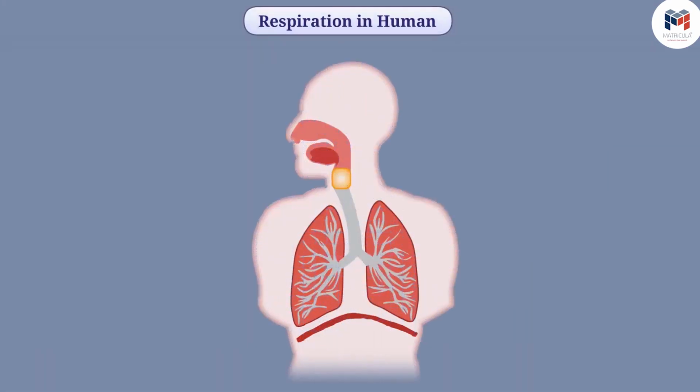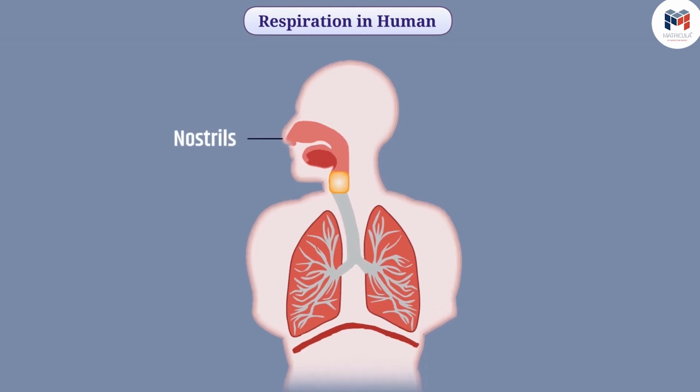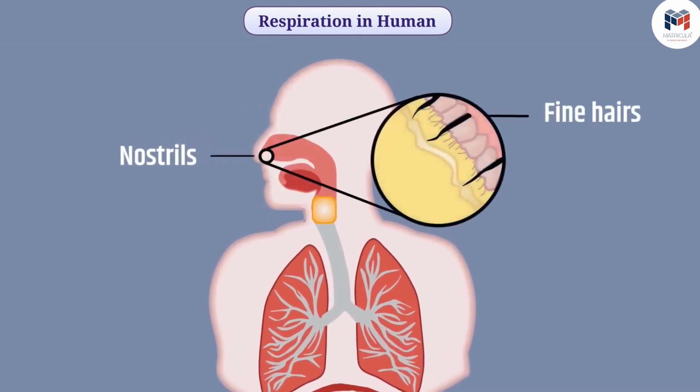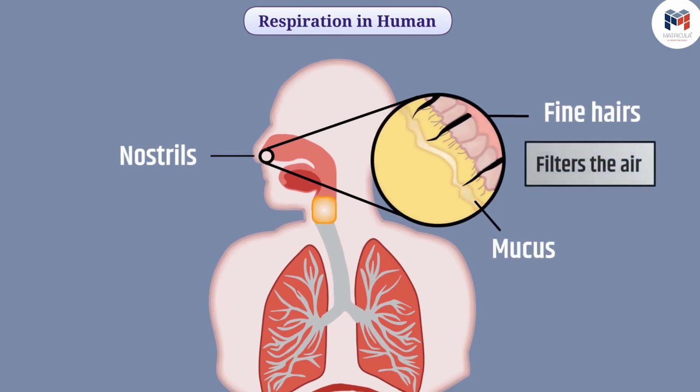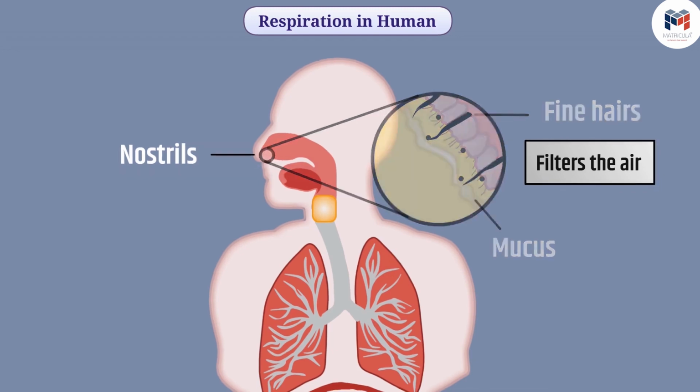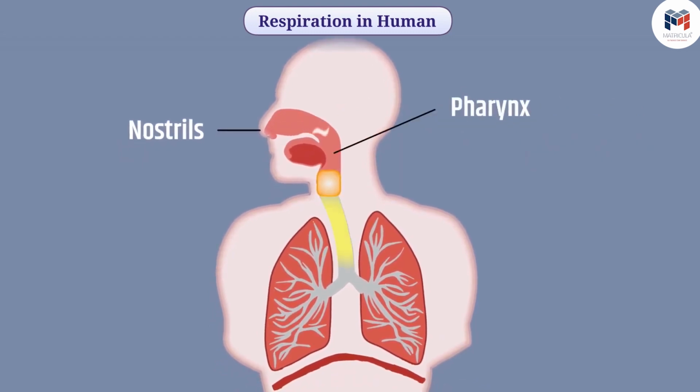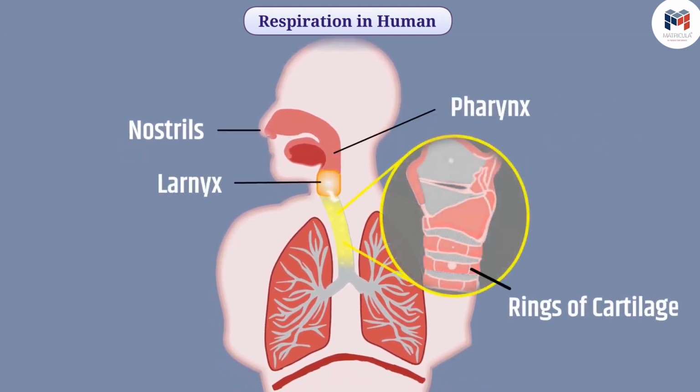In humans, air enters inside the body through nostrils. Nostrils consist of layer of fine hairs and mucus. These fine hairs and mucus filter the air that goes inside the body so that the dust and impurities present in the air does not enter inside the body. After this, the air reaches the trachea via pharynx and larynx. Rings of cartilage are present in the trachea to ensure the air passage does not collapse.